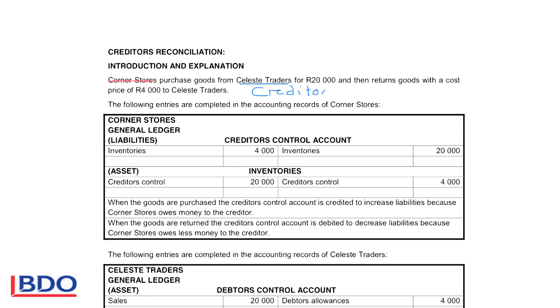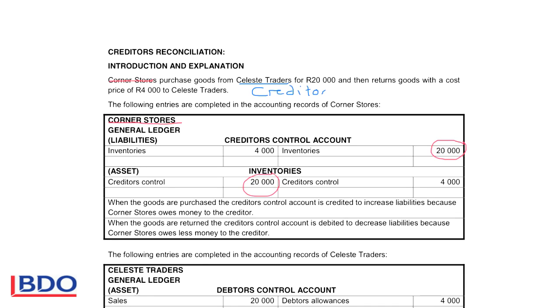Okay, so first of all, we buy $20,000 and then we return some of the goods to them again. So when we do the creditors ledger, we are working in the books of the business, that is Corner Stores. And we open a creditors control account and we open an inventory account. So that means when we buy the goods, we will show the inventory increase on the debit side and creditors control increase on the credit side. That means that the creditors increase in our books.